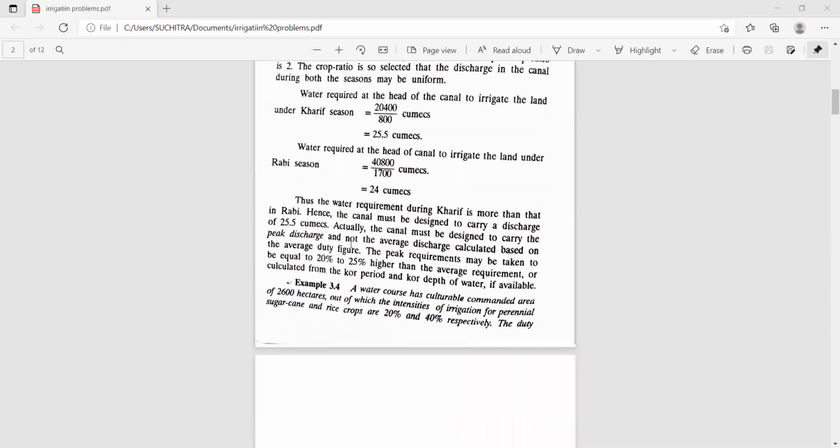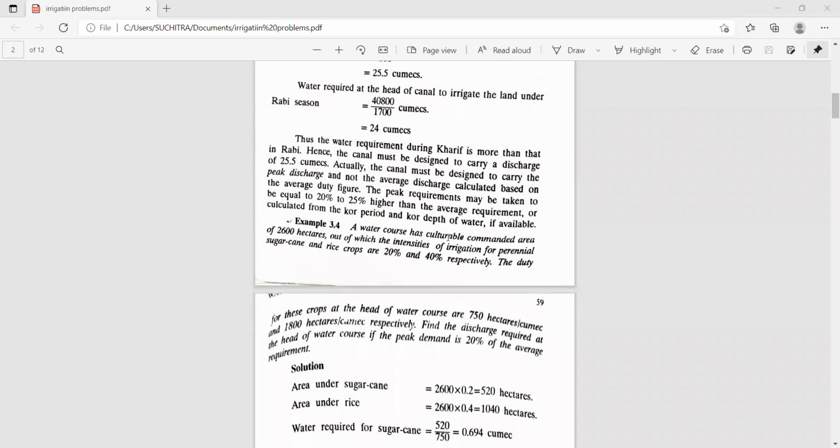Now, the next problem. A watercourse has a culturable commanded area of 2,600 hectares, out of which the intensity of irrigation for perennial sugarcane and rice crops are 20% and 40% respectively. And the duty for these crops at the head of the watercourse are 750 hectares per cubic and 1,800 hectares per cubic respectively. So find the discharge required at the head of the watercourse if the peak demand is 20% of the average requirement. So here you can see, the peak requirement may be taken to be equal to 20 to 25% higher than the average requirement.